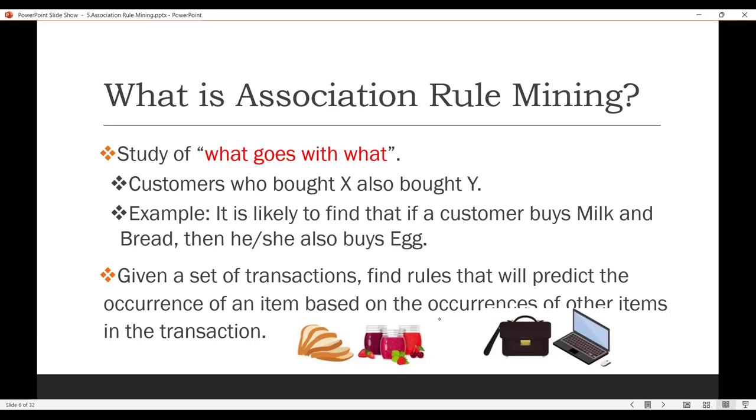To extract that set of rules, we use a set of transactions, which means we are using past records. If you look at a supermarket, we already have the last 6 months of customer purchasing records. Based on their bill value, we know what products a particular customer purchased. So if we collect the last 3 or 6 months of customer purchased items, by using those items we can extract these association rules.